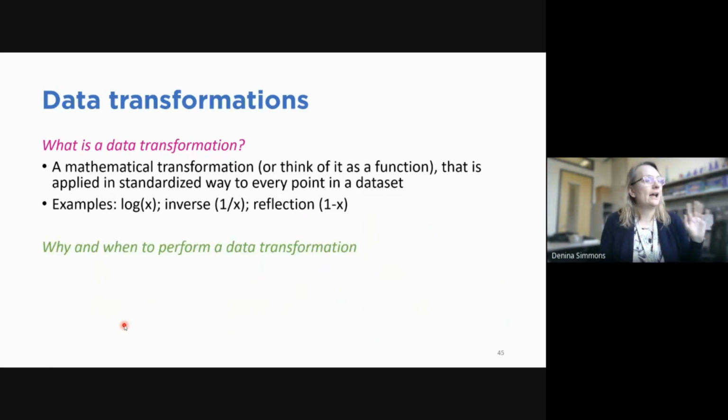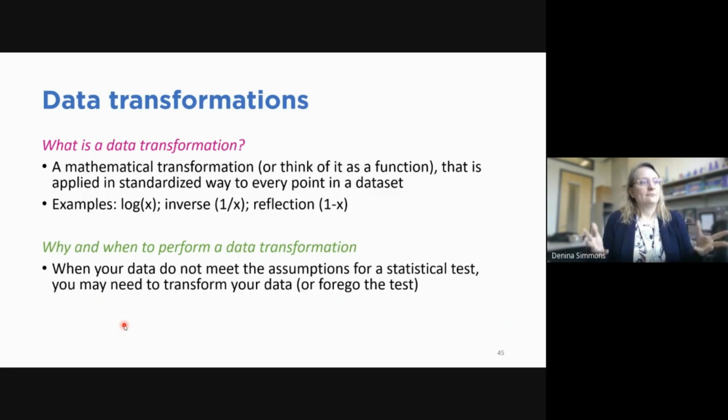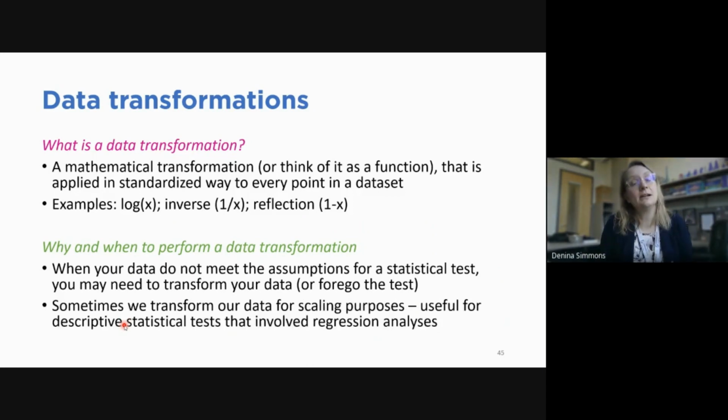So when do you want to do this? Like I said, when the data doesn't meet the assumptions for a statistical test. And also, sometimes you do this for scaling purposes. You might be familiar with this.